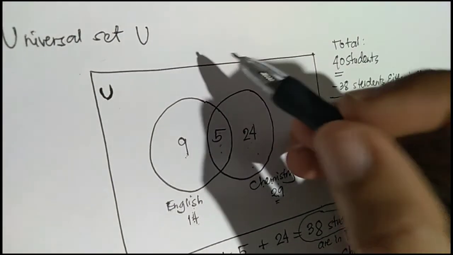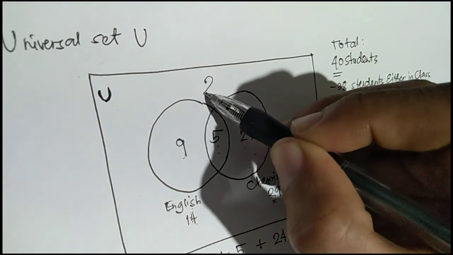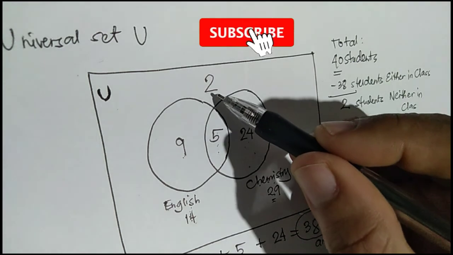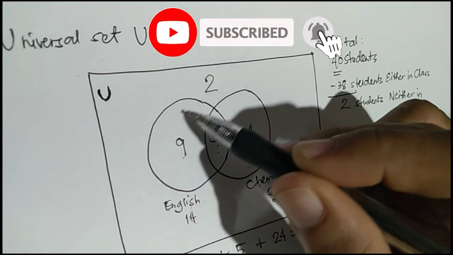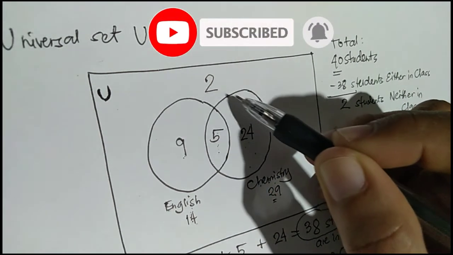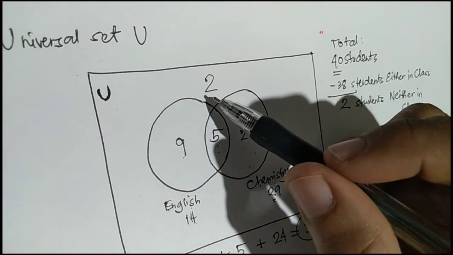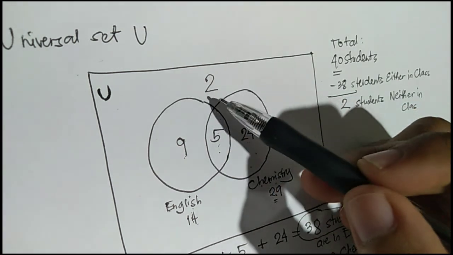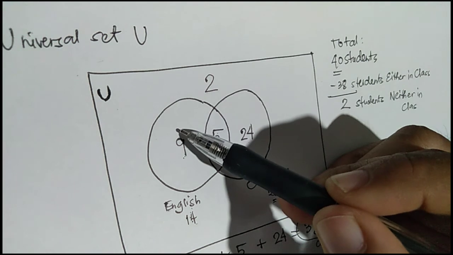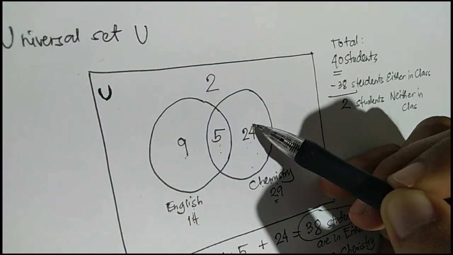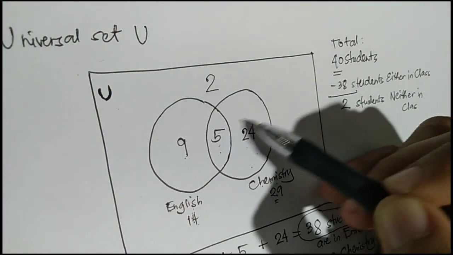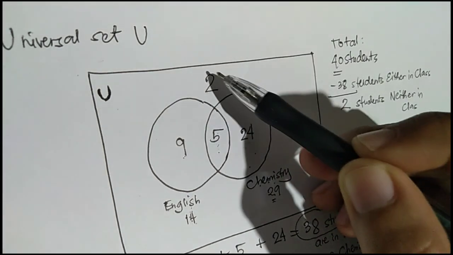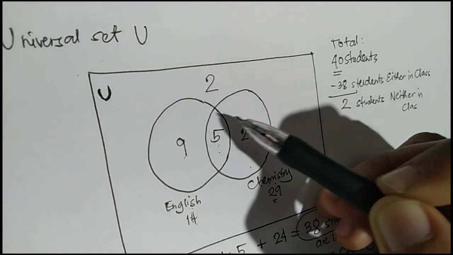So let's place 2 outside the circles. It is outside the circles because the 2 students are not in English, not in chemistry, nor both. Neither, therefore outside the circles.